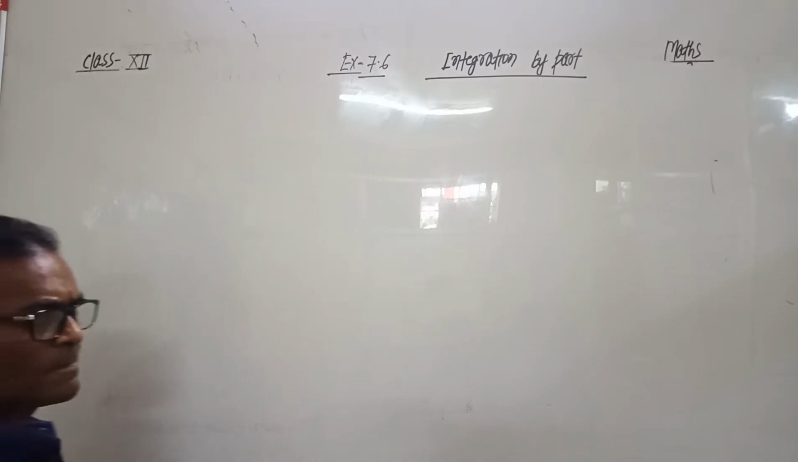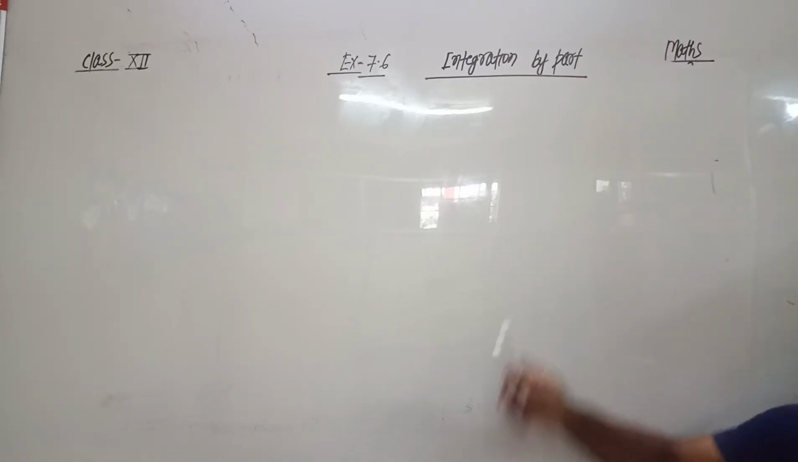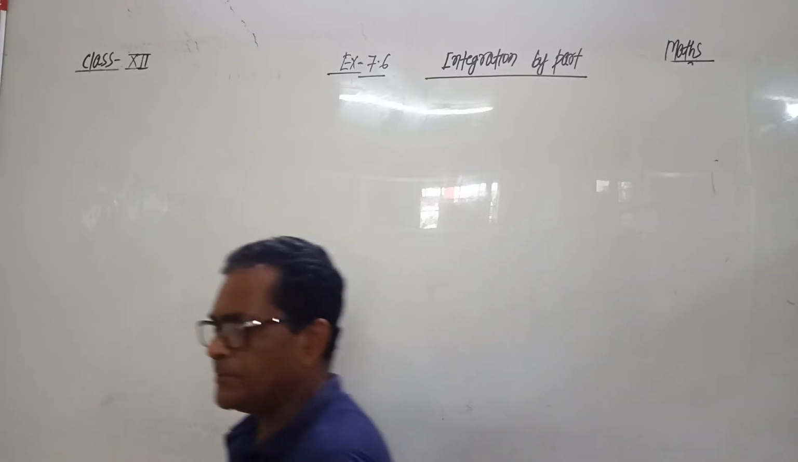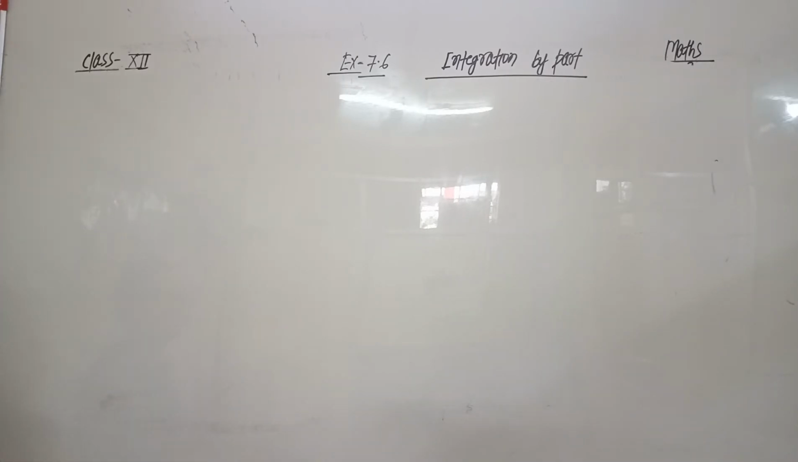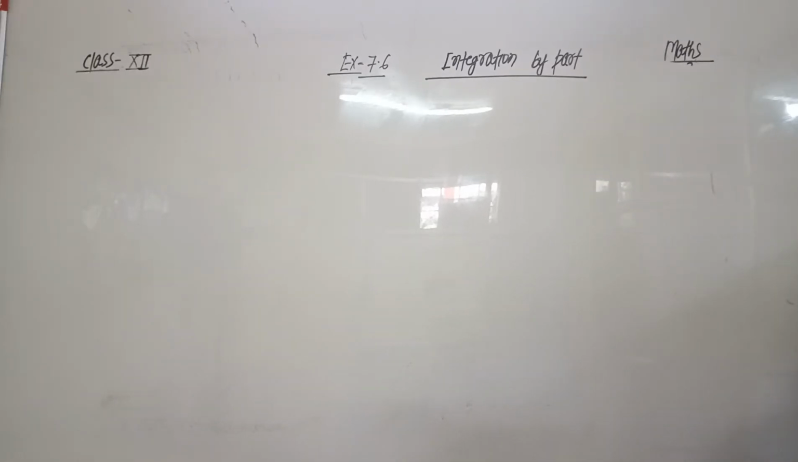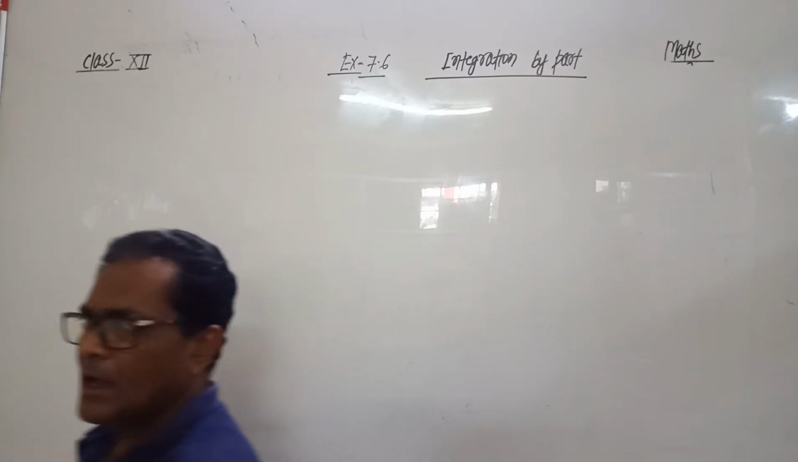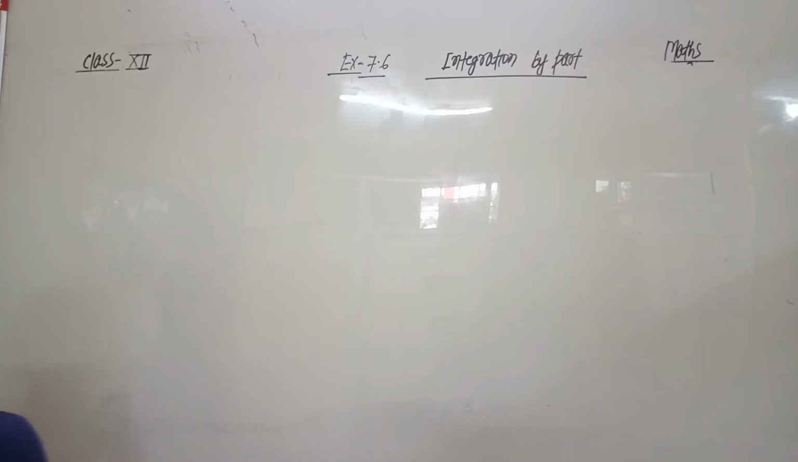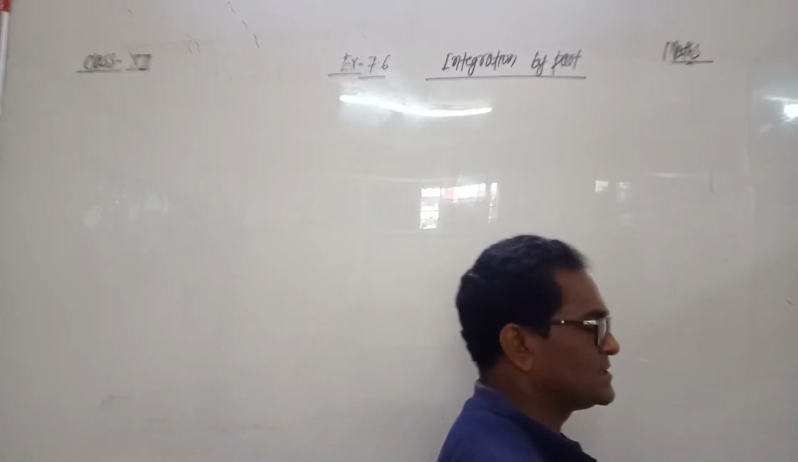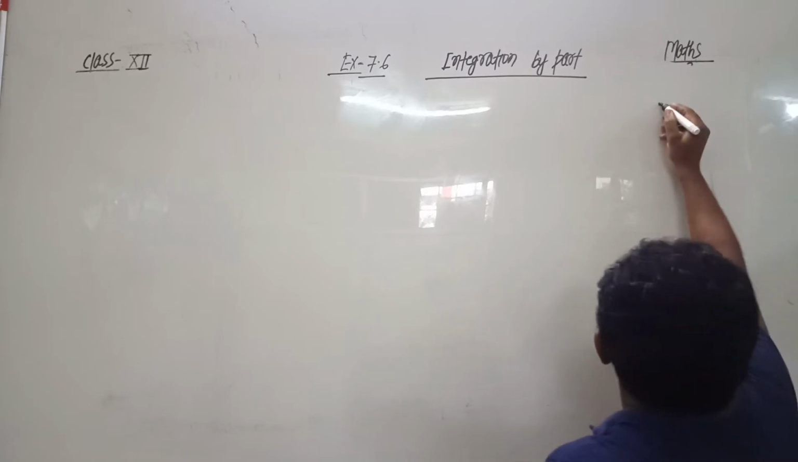In this video, we start a new exercise, that is integration by parts. This is one of the important exercises of integration. So, in this exercise, firstly, we will have to select the first function and second function. And the functions are chosen or selected on the basis of the table which is given, ILATE.